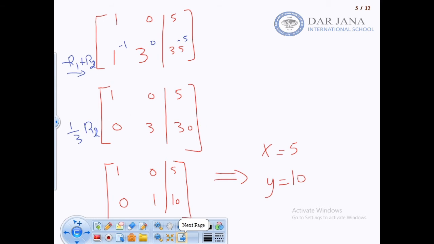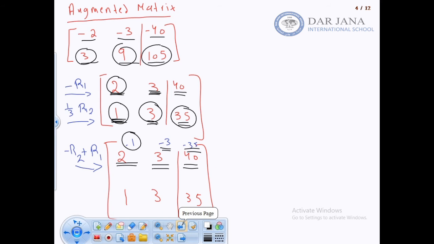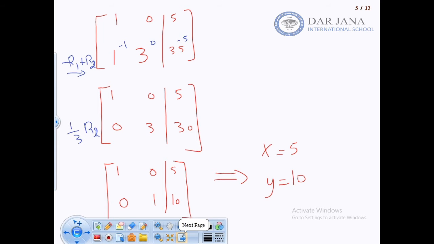Okay. Now, what should I do next? Remember, look here. So the result here will be 1, 0, and 5, and the second row will remain as 1, 3, and 35. So what do I do? Now I will use R1 to simplify R2. So the operation will be minus R1 plus R2. I will multiply R1 by negative and add it to R2 to get rid of this one, to change it to 0.